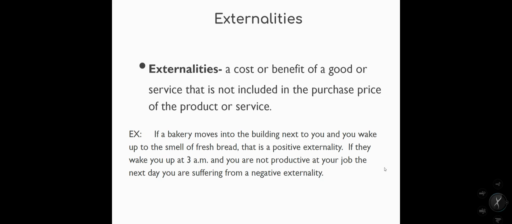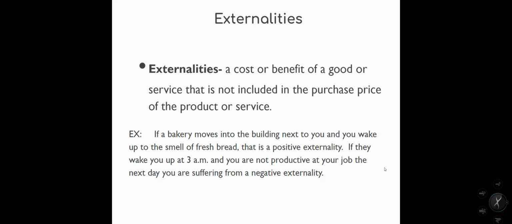So good customer service is a positive externality. Another example: let's say a bakery, Subway, or restaurant is right next to you. You wake up every morning smelling it, and if you like that smell, then that's a positive externality. However, if they wake you up super early every morning because they are preparing for the day, waking you from your normal routine, then that is a negative externality. So externalities are things that happen outside that can affect you in positive or negative ways.